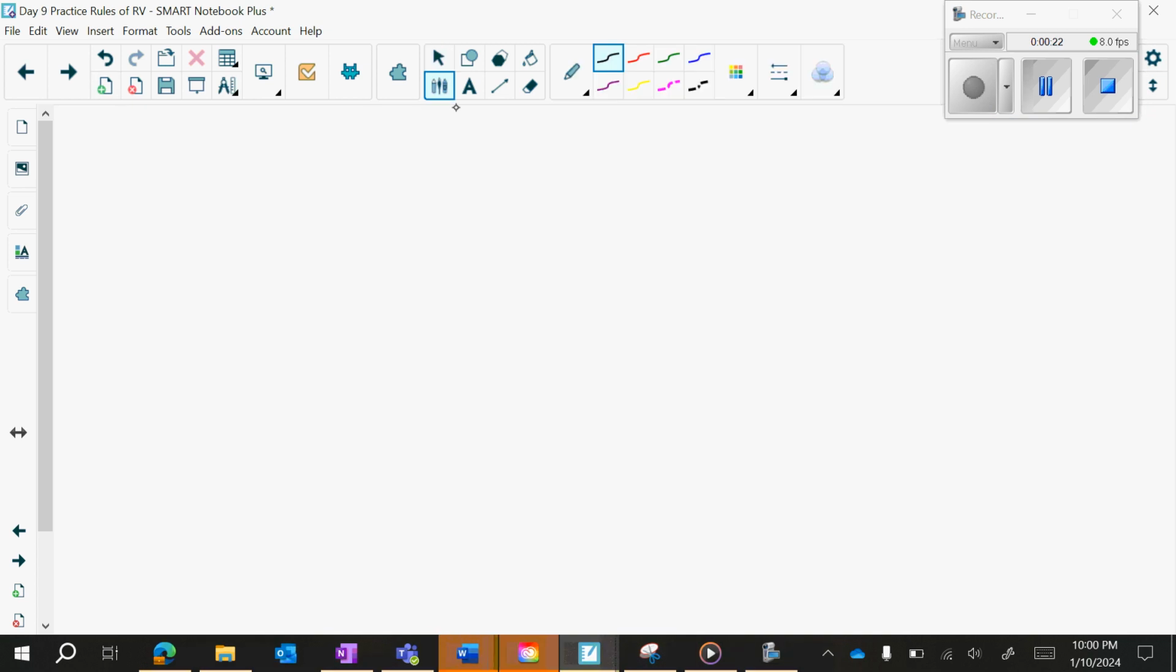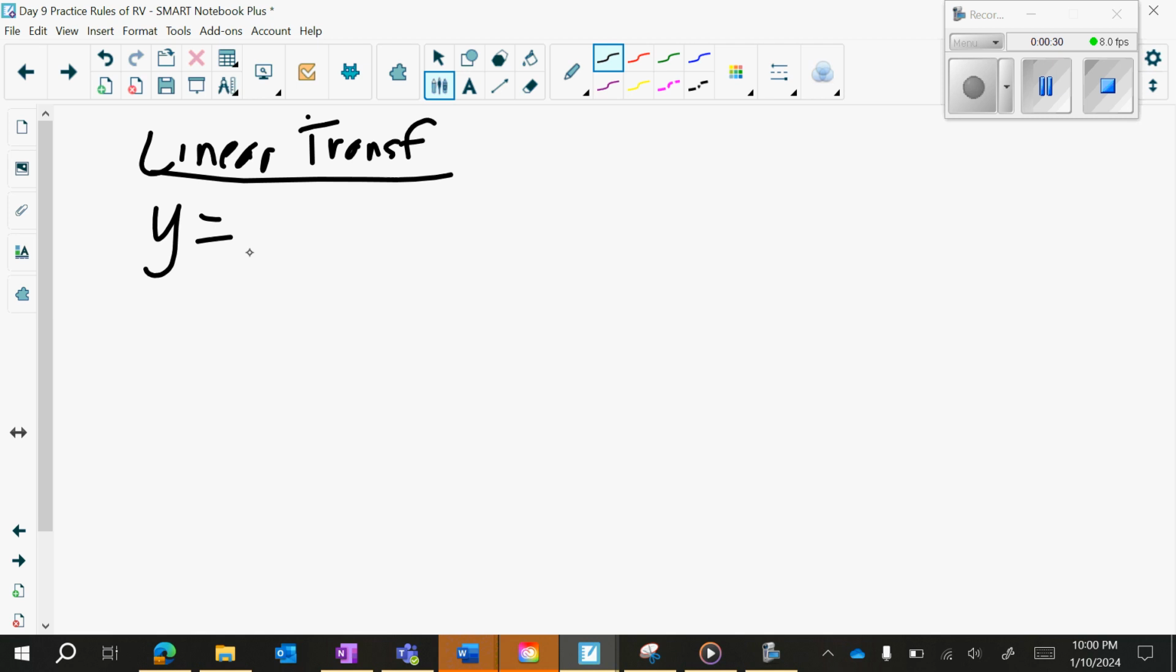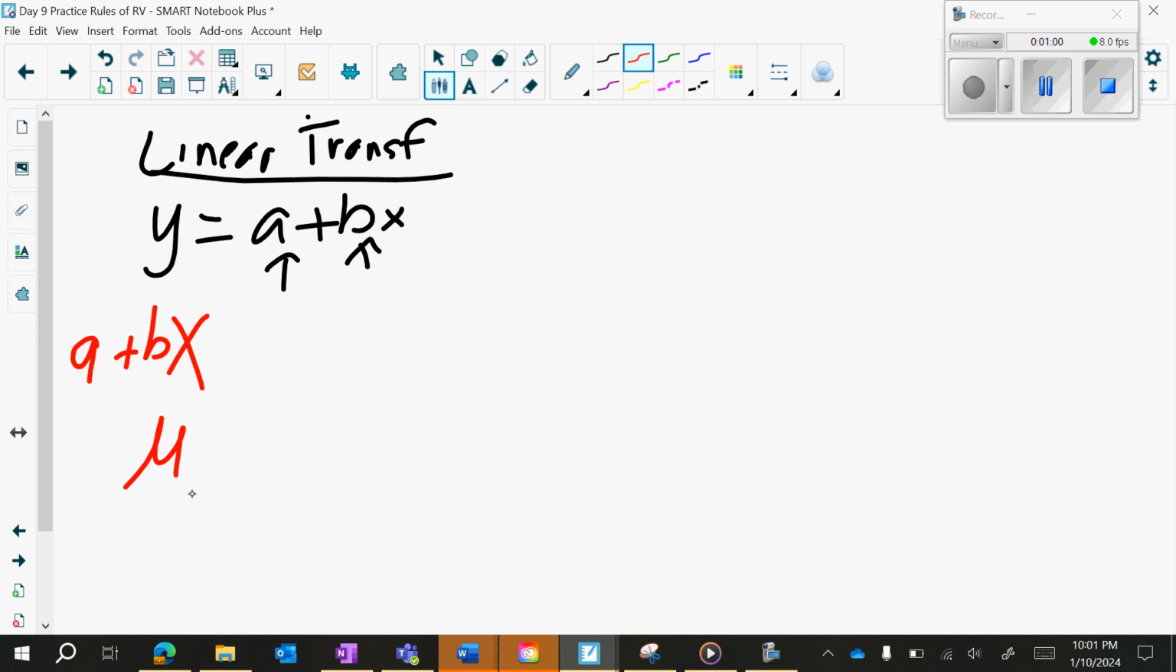Rule number 1, the rule of linear transformations. Remember, a linear transformation is like, for example, the line y equals a plus bx, where a is the y-intercept and b is the slope. Let's say I have random variable x, and I wanted to find a linear transformation of a plus bx on random variable x. So let's say I added a and then multiplied b to every x, okay? What would happen to the mean of the new random variable?